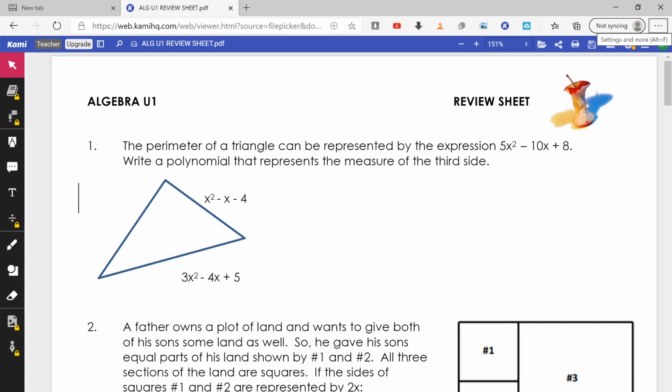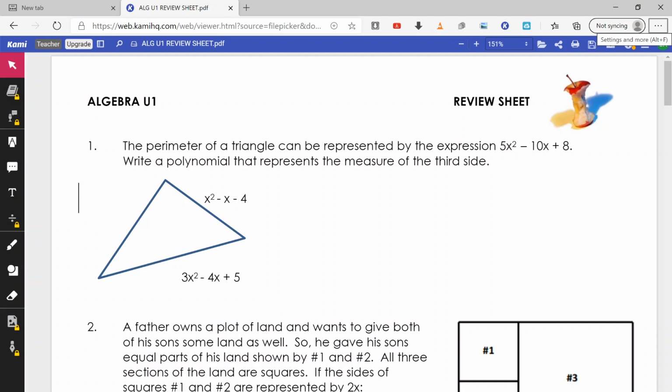Here in Algebra 1, after we learn all about adding, subtracting, multiplying, and dividing with polynomials, we do a little bit of review before the final assessment. So this will be all about reviewing and how to handle the different mathematical processes to solve these problems and equations.